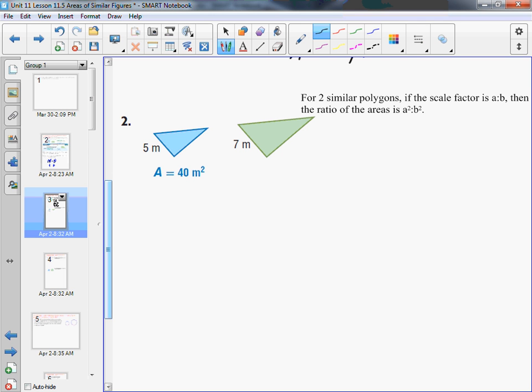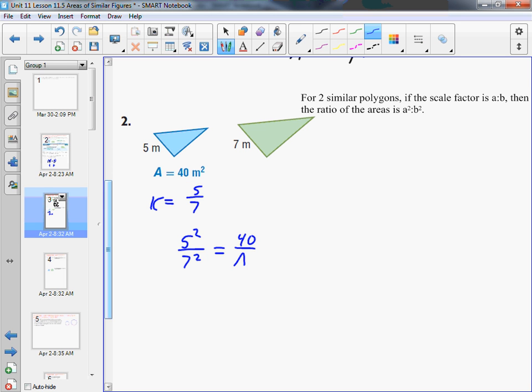All right, we're going to do the same thing here. If the scale factor is a to b, then the ratio of the areas equals a squared to b squared. So let's find the scale factor. Again, I'm going to go left over right. So 5 to 7. That doesn't reduce, does it? So that's my a to b. So the ratio of the areas equals 5 squared to 7 squared.